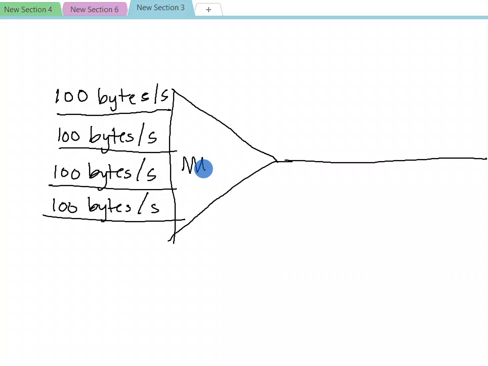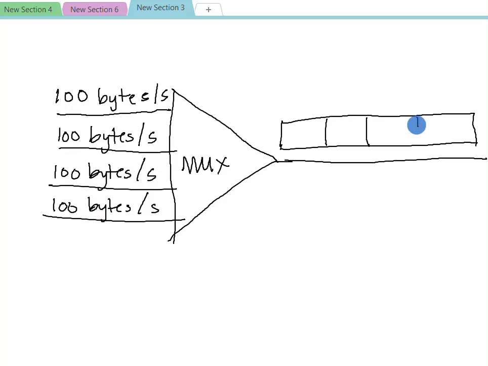This one is multiplexer. Since kita nak tunjuk frame travelling on the link, so frame ni, since you ada 4 channels, you are going to have 4 output slot dalam satu frame. So just write 1 byte, 1 byte.